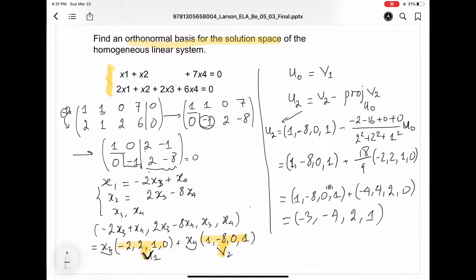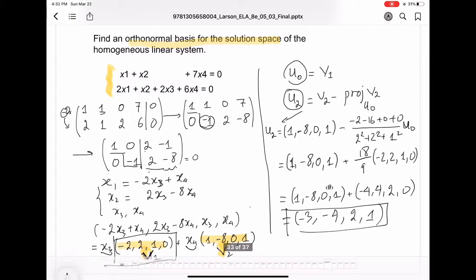So basically, I will have two vectors. My bad, we will write U0 and then U1, not necessarily U2. Okay, so we have this vector and then this vector. They form an orthogonal basis, and now we need to normalize them. That means just divide each vector by its norm. That's it. Okay, so that's how we can solve this problem.